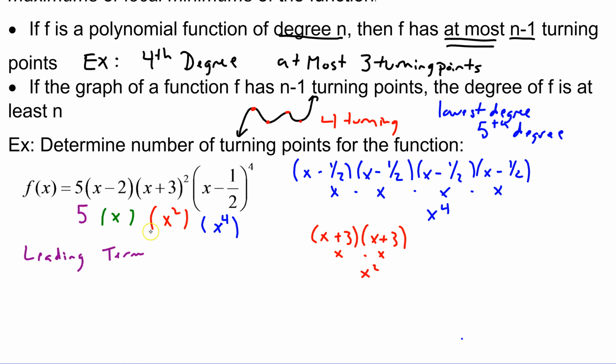So what would be the leading term here? Well, it would be all these things multiplied. So it'd be 5 times the x times x squared times x to the fourth. So when it's all said and done, that's 5x, and the power would be 4 plus 2 plus 1, which is 7. So the degree of this polynomial is 7. Now I can find out the number of turning points. So I could have at most 1 less than my degree. So 7 take away 1 means I have at most 6 of those turning points.